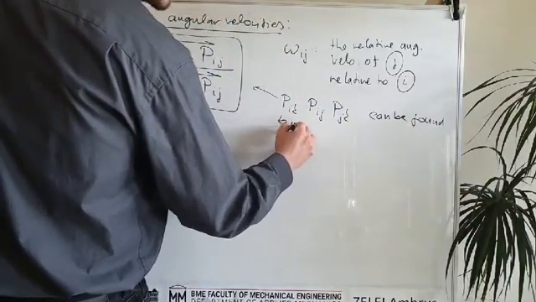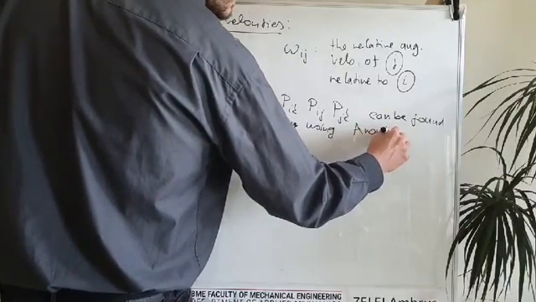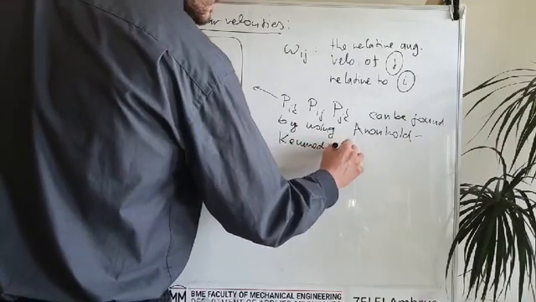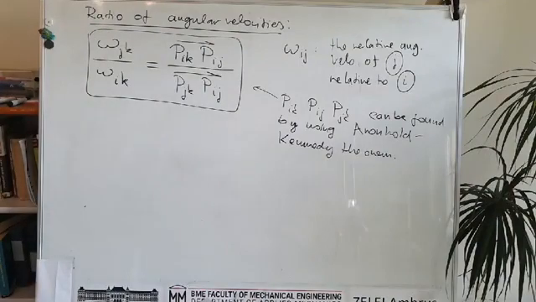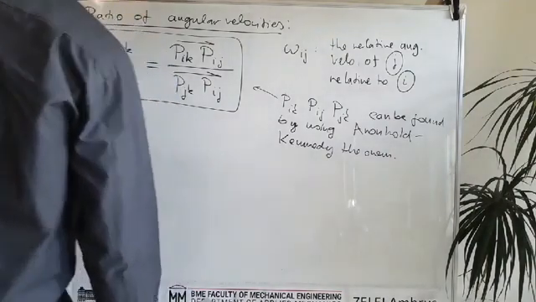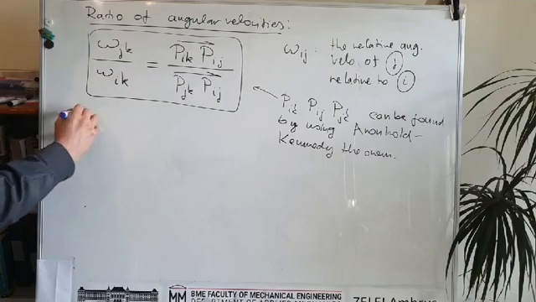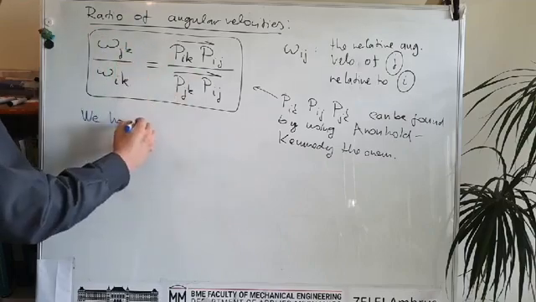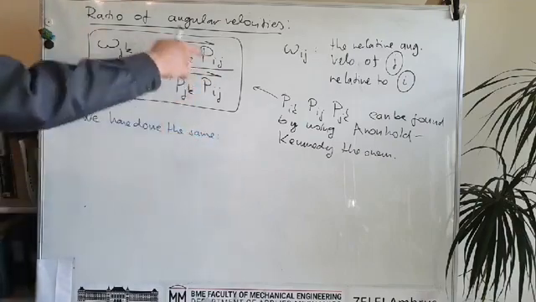by using the Aronhold-Kennedy theorem. Okay, they can be found by using the Aronhold-Kennedy theorem, and basically this is what we have done. So we can create the same drawing again. We basically did the same in the previous example, but now we generalized it.